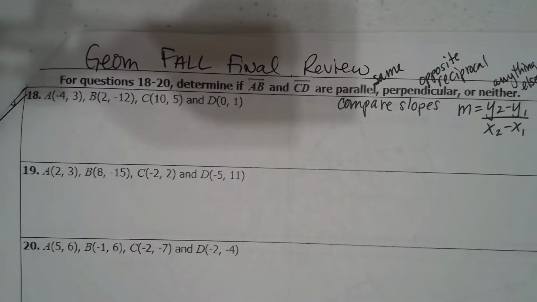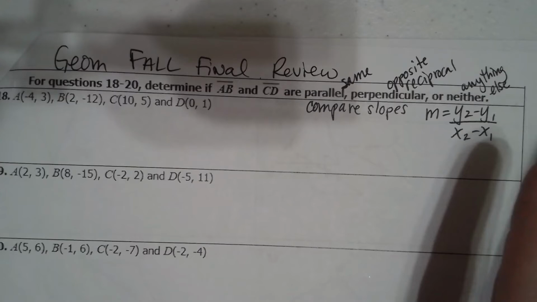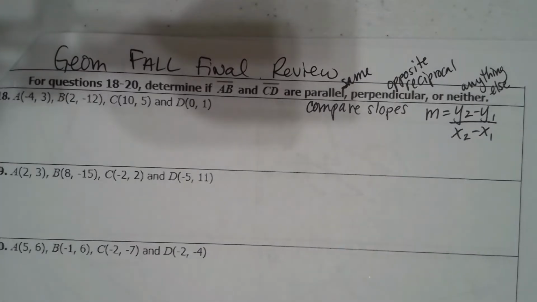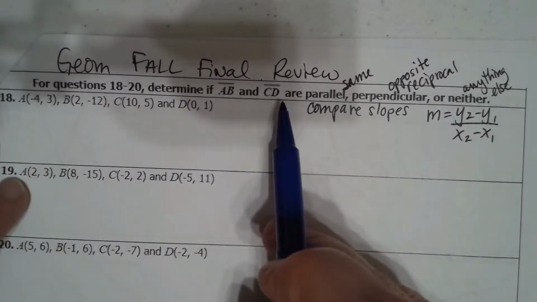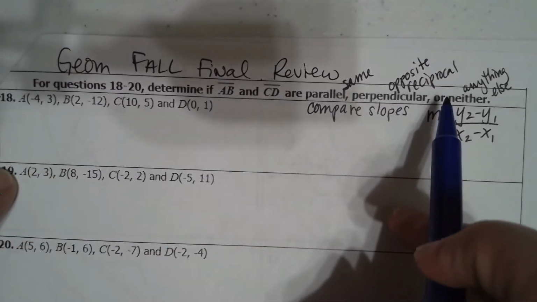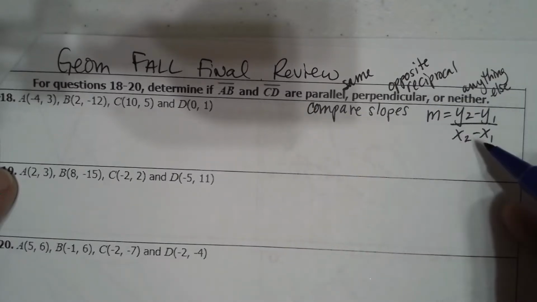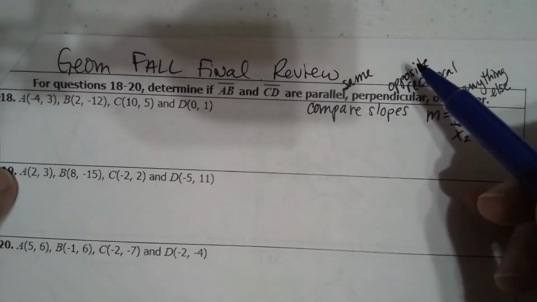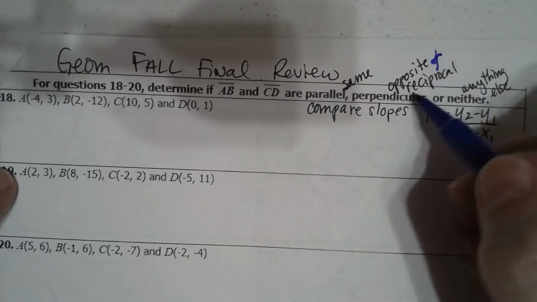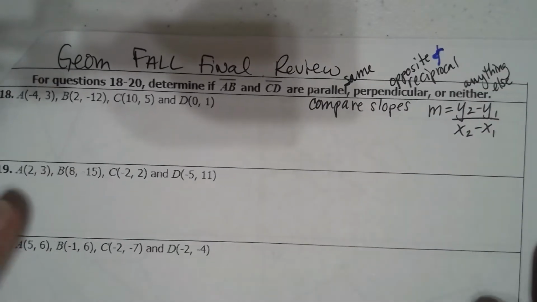All right, so we are looking at our parallel and perpendicular again, like we finished up on the last page, just a little bit. So this says, determine if AB and CD are parallel, perpendicular, or neither. We're going to compare our slopes by using the slope formula, y2 minus y1 over x2 minus x1. If we get the same number, they're parallel. If they're opposite and the reciprocal, it has to be both of those, then they'll be perpendicular. And if it's anything else, we will call them neither.